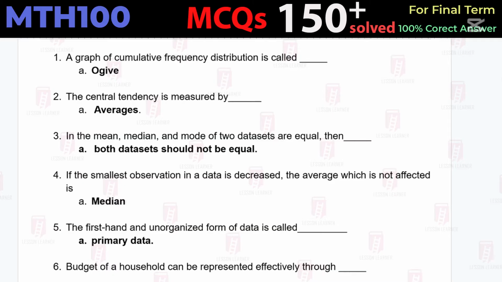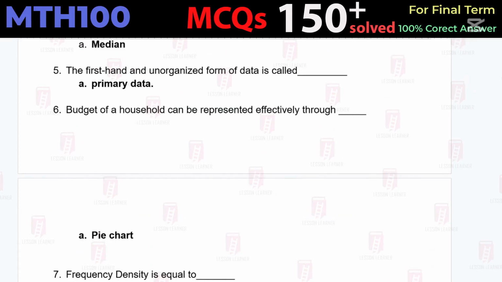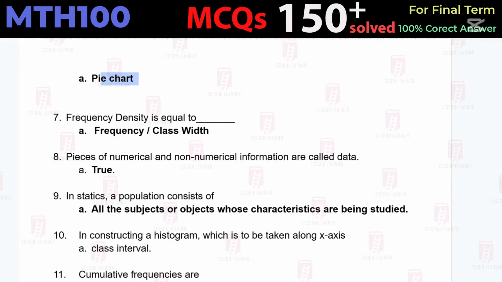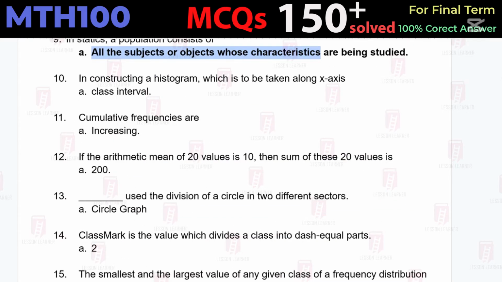The first-hand and unorganized form of data is called primary data. The budget of a household can be represented effectively through pie chart. The frequency density is equal to frequency divided by class width. Pieces of numerical and non-numerical information are called data. True. In statistics, the population consists of all the subjects or objects whose characteristics are being studied.